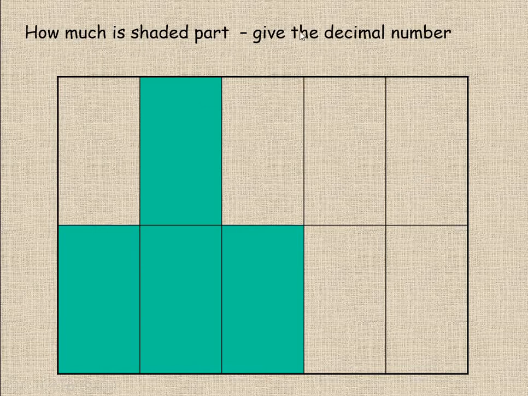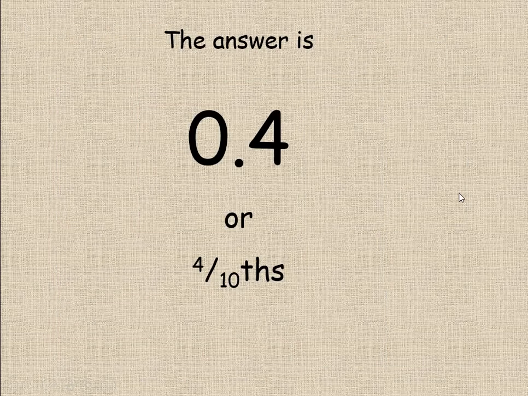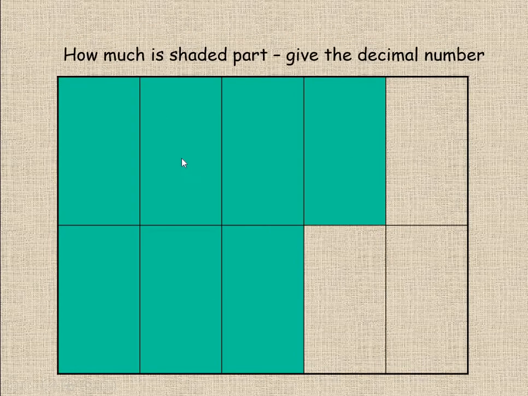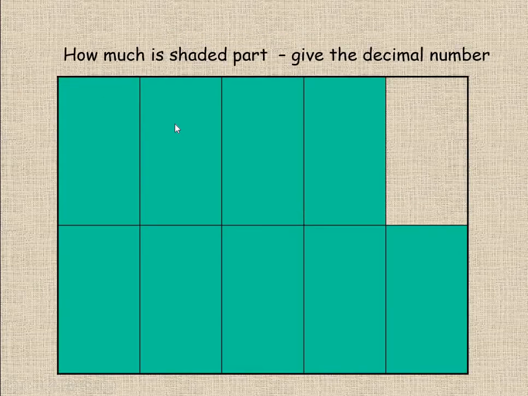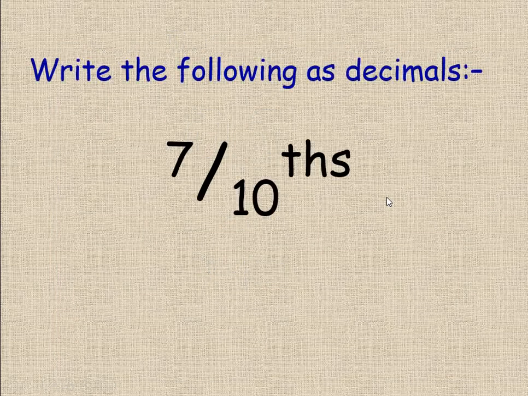Now here are few questions. How much is the shaded part? We have to give the decimal number. Here we know this whole rectangle is divided into 10 equal parts and 4 parts are shaded. So this is 0.4. Again, there is a rectangle divided into 10 equal parts and we have to tell the decimal number for the shaded portion. Here 7 parts are shaded, so the answer will be 0.7. Again, how much is the shaded part? There are total 10 parts and 9 parts are shaded, so this will be 0.9.